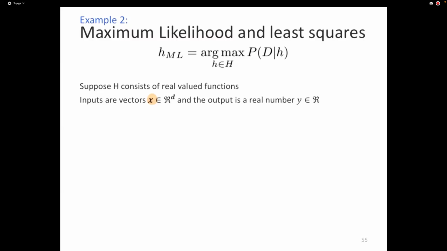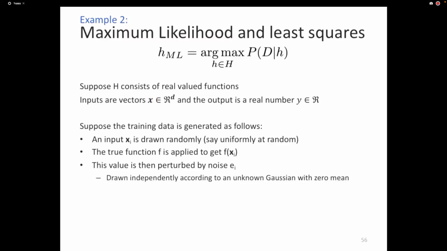Next, I need to define how I'm assuming that the data is generated. Suppose we have the following generative story. An input x is drawn randomly from the d-dimensional space, let's say uniformly at random, which means any point in the d-dimensional space is equally likely. That's technically a little bit mathematically unsound statement, but I'm not going to go there. Now, given that we have a point that is generated uniformly, there is a true function f that we don't have access to that is applied to this data point. So f of x_i gives you the label.